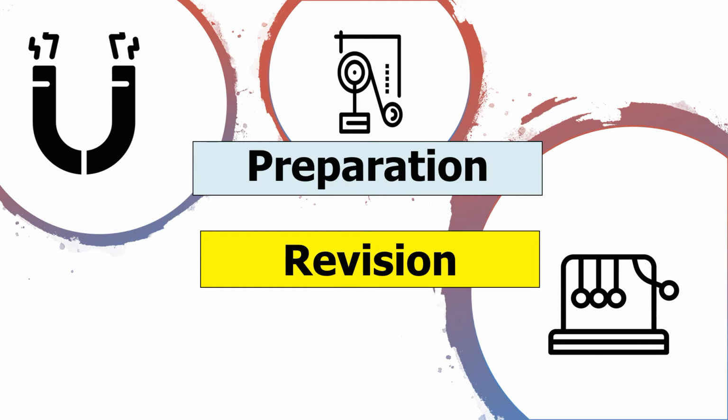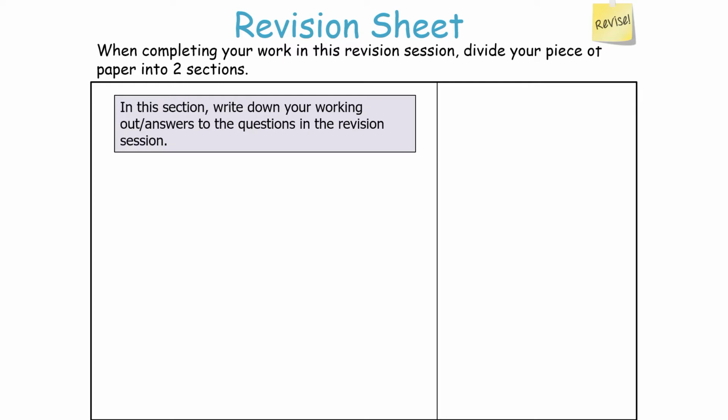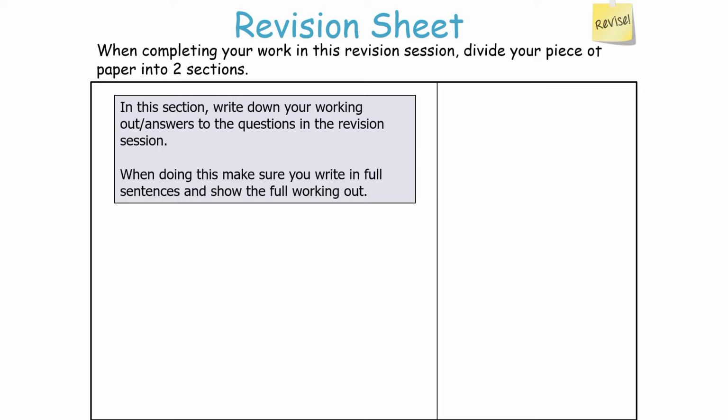So, just a few things in terms of how I will carry out this revision session. Firstly, when completing your work in this revision session, divide your piece of paper into two sections and make the left hand side larger than the right hand side. So in the left hand section, you would write down your working out and answers to the questions in the revision session. Now when you're doing this, try and write your answers in full sentences and show your working out.